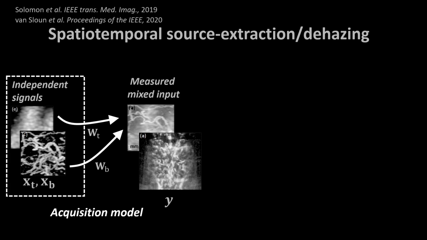Now, once we have high image quality, we can take a next step and try to separate various sources in the image. For instance, one of the typical sources that you would like to extract in ultrasound imaging is blood versus tissue. You're always measuring a combination of the two that you would like to separate. In an acquisition model, you could write that the acquisition that you do, Y, is a mixture of those independent signals under some transformations, WT and WB, being tissue and blood. And then the goal is to separate these two from that mixture.